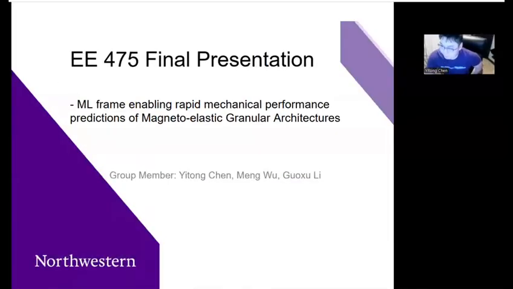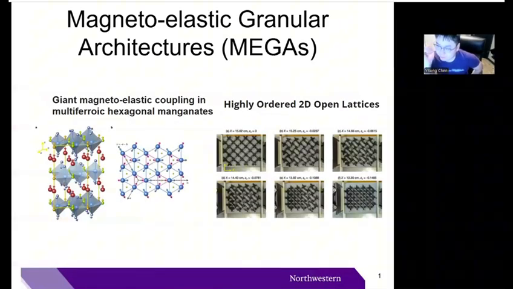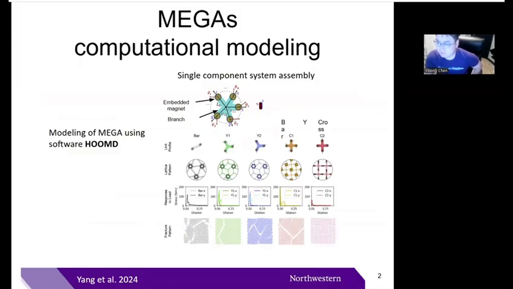Hi, today we'll begin our final presentation for this class project, in which we have built a machine learning framework to enable quick and accurate mechanical performance predictions on magnetic elastic granular architectures. Magnetic elastic granular architectures assemble from multi-branch units with magnetic ends, offering reconfigurability that is often absent in conventional monolithic magneto-elastic materials. While experimental studies have yielded valuable insights into mechanical properties, they're often expensive and time-consuming.